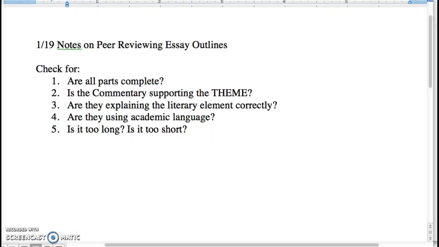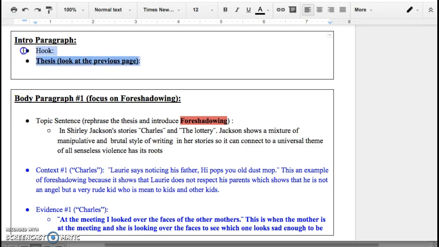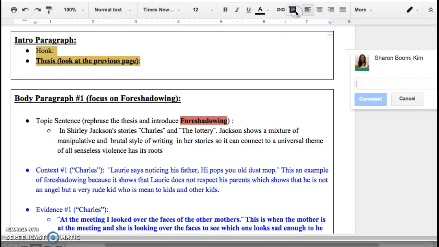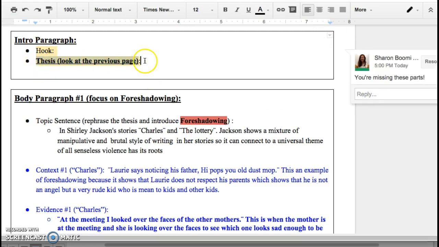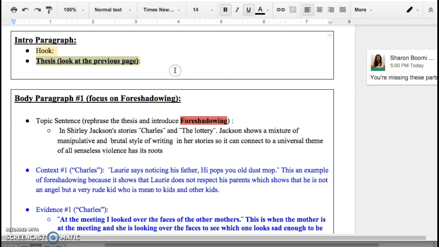And right off the bat, I noticed that number one, are all parts complete? They're missing their hook and thesis statement for some reason. Maybe they overlooked it, but make sure you let them know. And they're going to now put this into their rough draft. They're not going to put it into their outline anymore. They're going to just start writing that in their rough draft. But they need to know that they're missing these parts so that they include them in their essay. Otherwise, they're not going to have an intro paragraph at all.